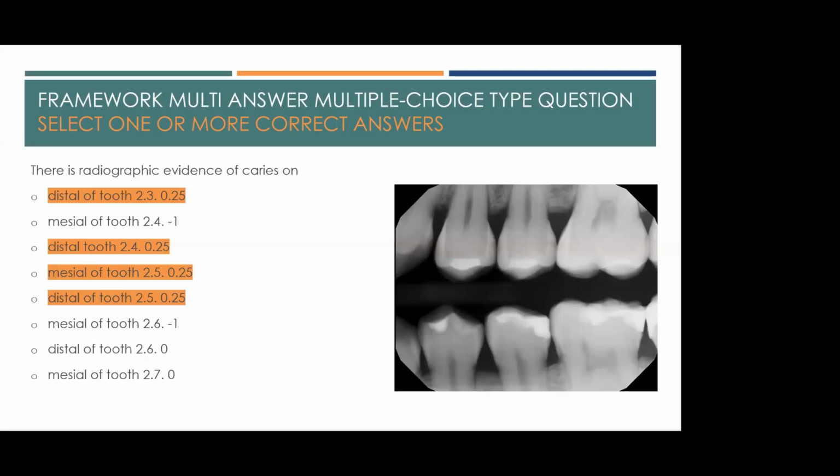your full 1 mark. If you selected any of the surface where there was an overlap, like the distal of 2-6 and the mesial of 2-7, you can see you will not get any point, but you also won't be penalized for selecting them, as the given marks for those 2 answers is 0.